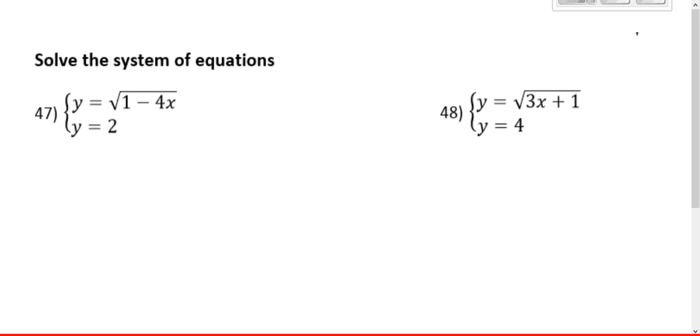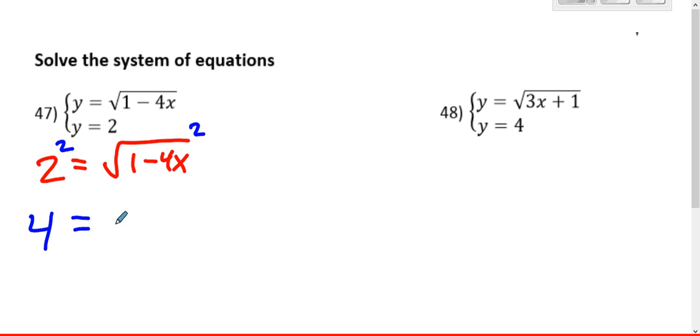When you're solving the system, you just have to set them equal to each other. So you set them equal to each other. You get 2 equals the square root of 1 minus 4x. And then solve this just like we did a few problems ago. Isolate the square root. Square both sides.